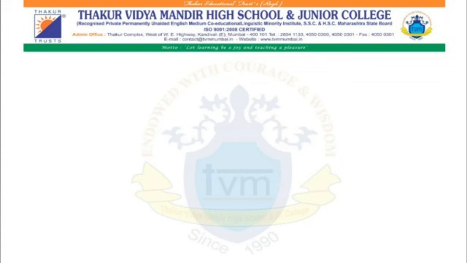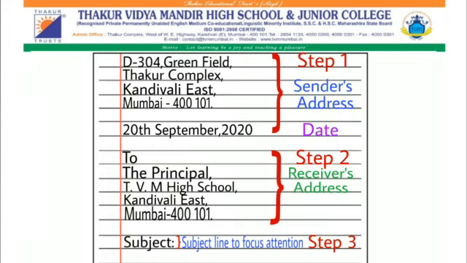Now the next step is the subject. Subject should be written below the address of the receiver. The subject is the main topic of the letter written in brief. It need not be a sentence. For example, you are asking for leave. Then the subject should be written as request for leave. Remember children, in the subject, do not use ing form. It should not be written as requesting for leave, but request for leave.